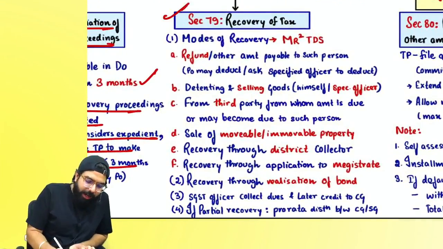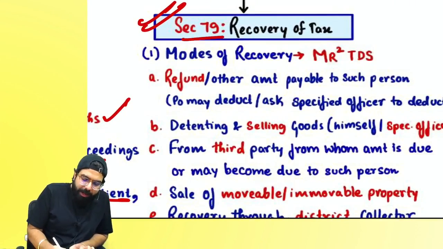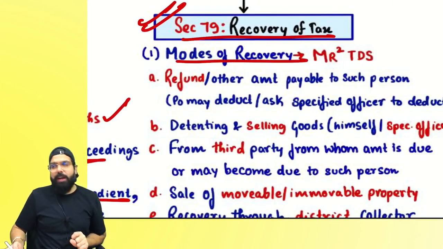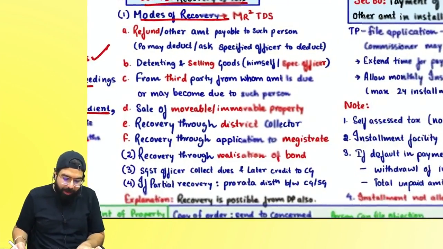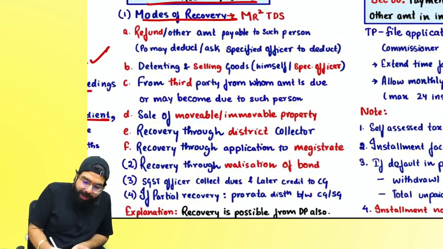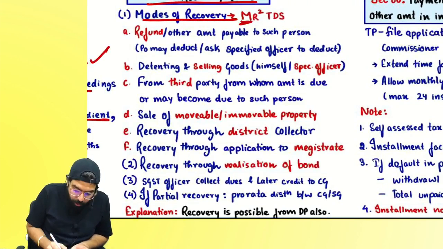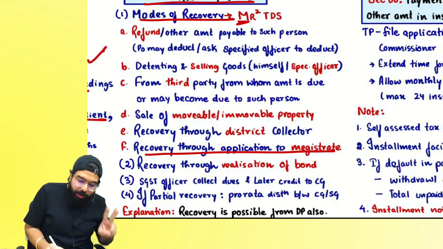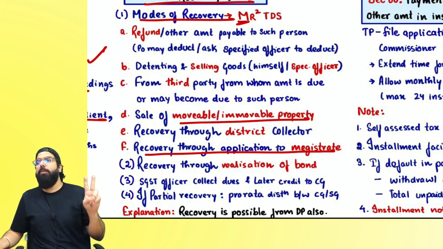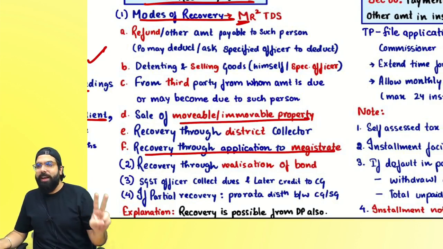Then, sir, the modes of recovery. The modes of recovery are important for the exam: M square, R square, TDS. Always remember M square. M means recovery through the magistrate. Your officer will tell the magistrate, and recovery can be done through the magistrate. The other M is sale of movable and immovable property, which can also happen.